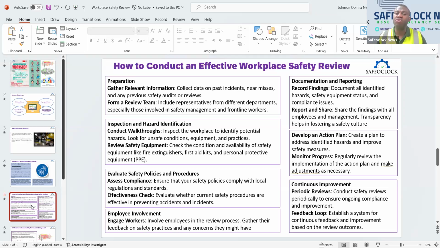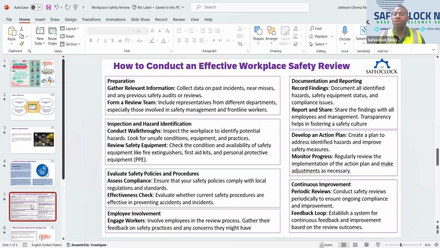Now, the next step is to document whatever your findings are, what you identified in the workplace: the hazards, the inconsistencies, the unsafe practices that we identify in the workplace. You record them, because this recording will help you develop an action plan, which will help you monitor if the corrective actions and recommendations that have been given were implemented, and how effective they are compared to before that review.